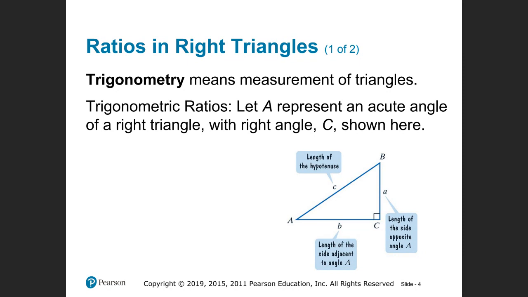So the angle is indicated by a capital letter. The side opposite that angle is denoted by the corresponding lowercase letter. Small a corresponds to angle A. Small b is opposite angle B. Small c, the hypotenuse, is opposite angle C, the right angle.